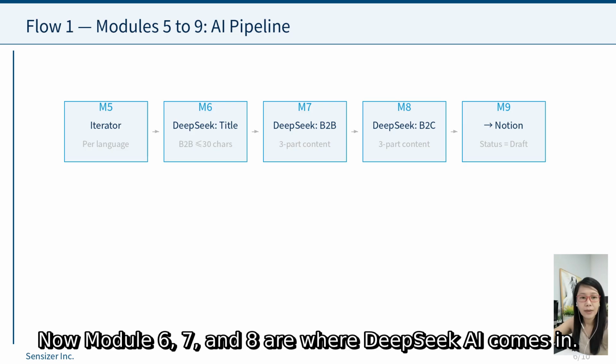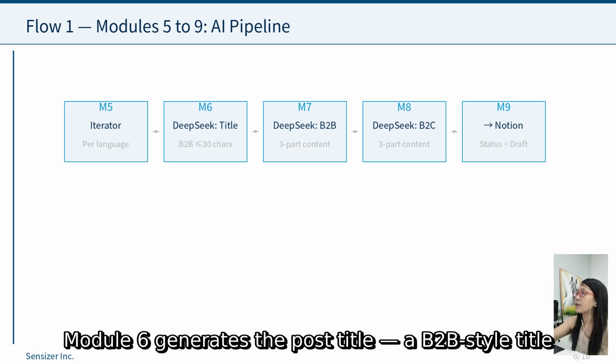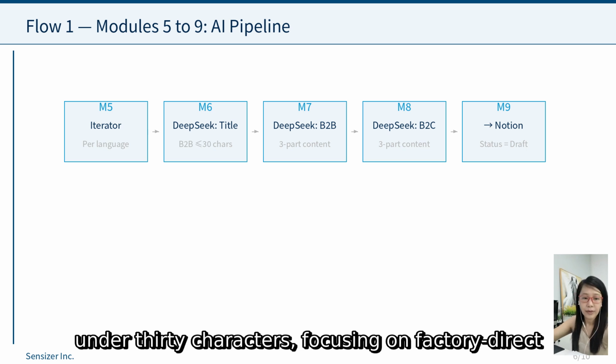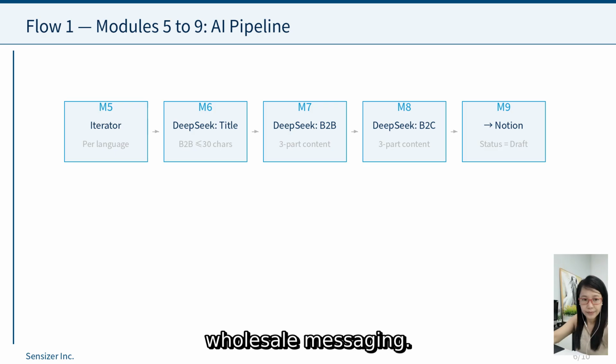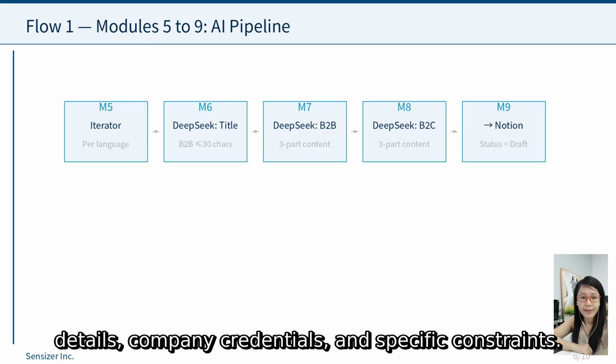Now Module 6, 7, and 8 are where DeepSeek AI comes in. Each one is a chat completion call to the DeepSeek API. Module 6 generates the post title, a B2B style title under 30 characters, focusing on factory direct wholesale messaging. The prompt is carefully crafted to include product details, company credentials, and specific constraints.